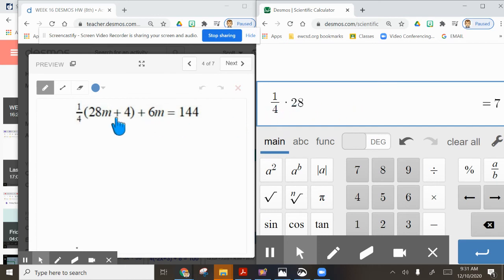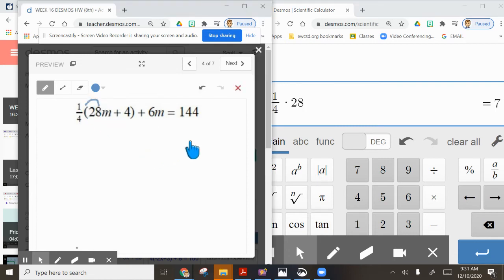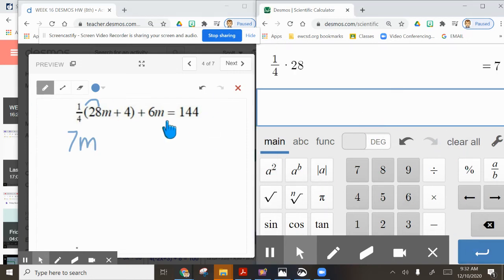1/4 times 28. There is an m there. You're not going to write m in the calculator. You're just going to do the math here, do this jump, and you get what? 7. 1/4 times 28 is 7. Don't forget the m. So 7m. Okay. Now, what's the next jump?